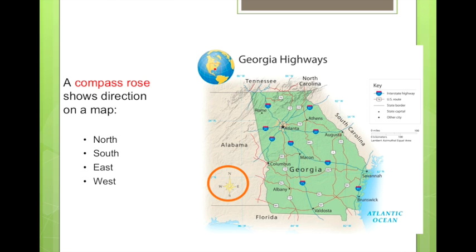Now, what are the parts of a map? And this should be review. A compass rose shows direction on a map. Here you see the compass rose. It's going to show you north, south, east, and west. Many of you used this when we did longitude and latitude.